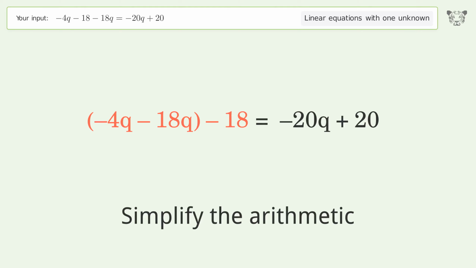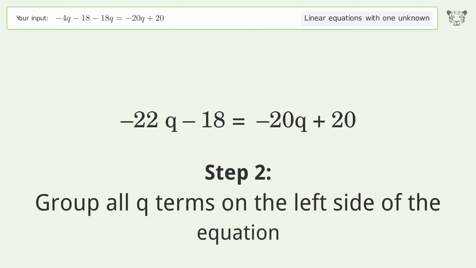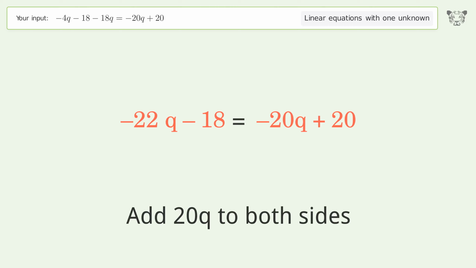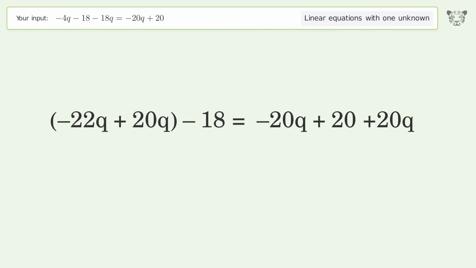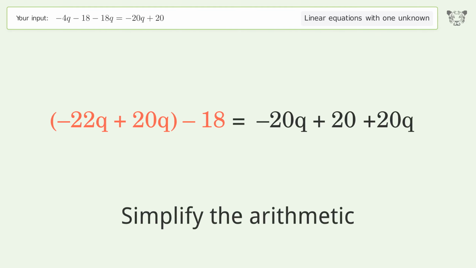Simplify the arithmetic. Group all q terms on the left side of the equation. Add 20q to both sides. Group like terms. Simplify the arithmetic.